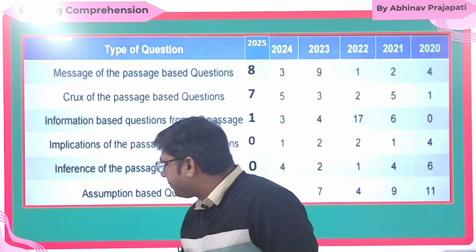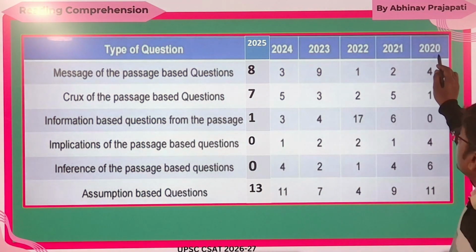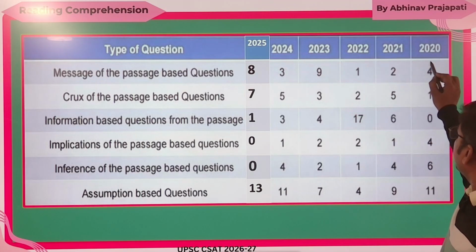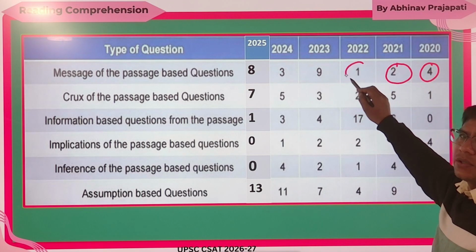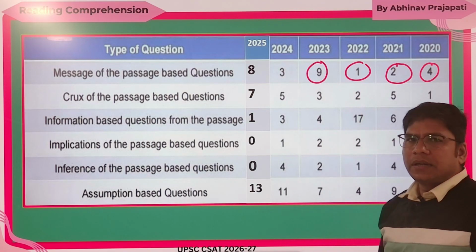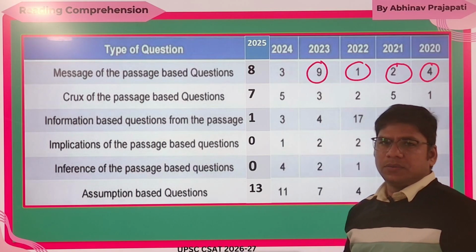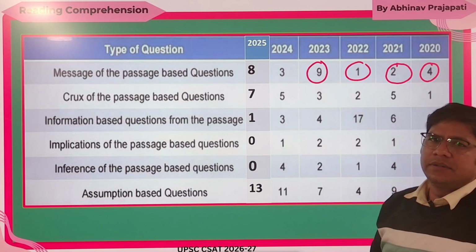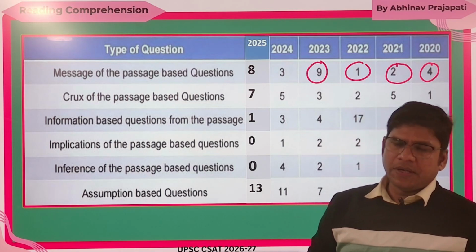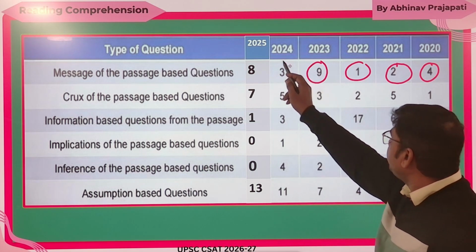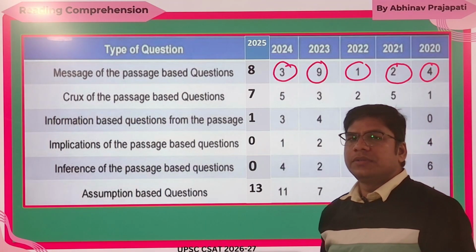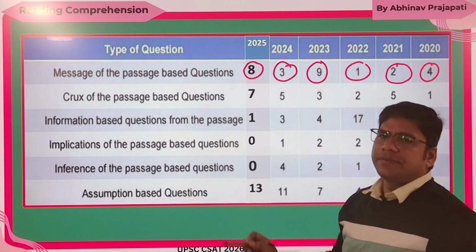Now if you see from 2020 to 2025, for message based questions, in 2020 there were 4 questions, in 2021 2 questions, in 2022 1 question, and in 2023 the number of message based questions increased again. Since the 2022 CSAT paper was very difficult, the passages were also a little difficult, and the reasoning and mathematics questions were also very difficult. In 2024 there were 3 questions from message based. But in 2025, last year's exam, there were 8 questions on this topic.